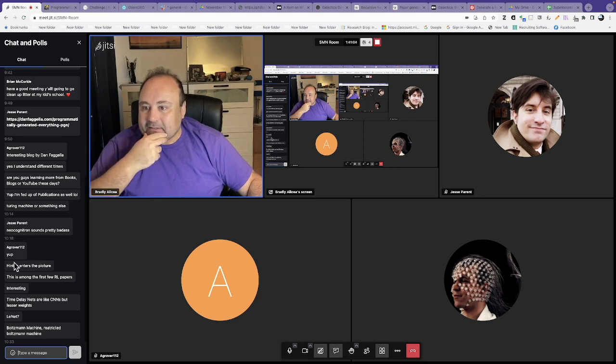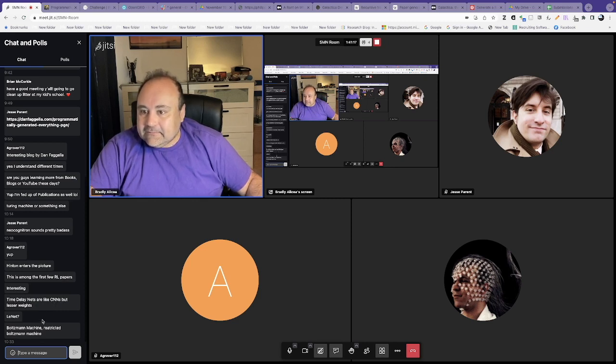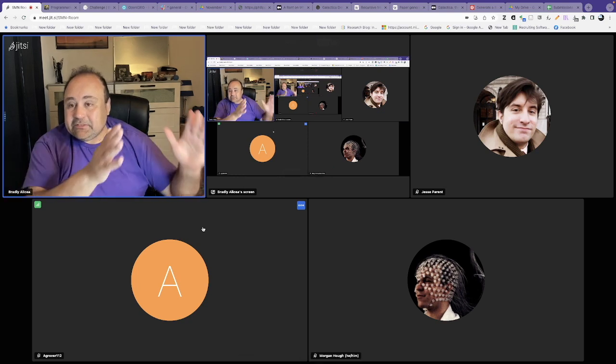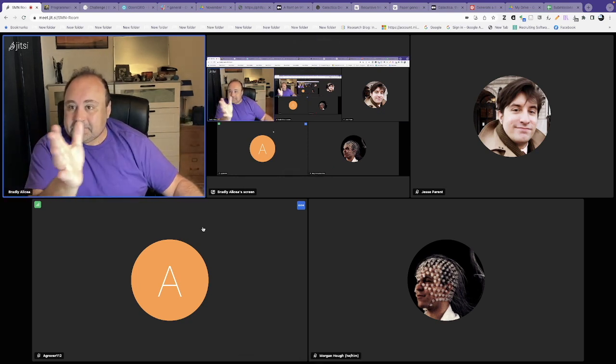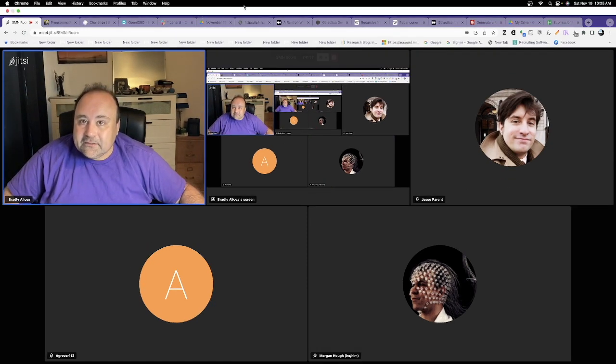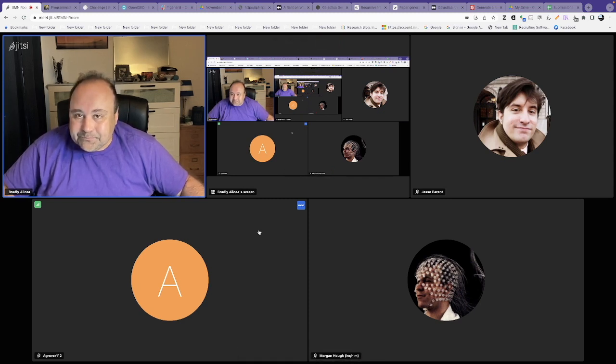Then Ankit said Hinton enters the picture. Yeah, this is among the first few RL papers. Interesting. Time delay nets are like convolutional neural nets, but with fewer weights. And then LeNet. So there's just a huge amount of history there, especially in the last 15 years. There's been an explosion in things, but that was just a little taste of the history of neural networks and connectionism and machine learning, deep learning, that sort of thing.